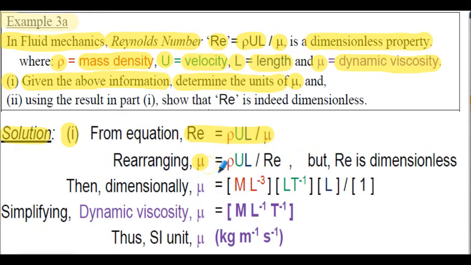So now we have mu is equal to rho multiplied by U multiplied by L, all divided by Reynolds number. But of course Reynolds number is dimensionless, as stated in the question. So now referring back to our table 2, for rho, the mass density, that will be M L to the -3. For linear velocity U, that will be L T to the -1. And for the length, that will be L. Reynolds number is dimensionless, so we could ignore that from the equation, or in this case, just for completeness, I've shown it as 1 in a bracket.